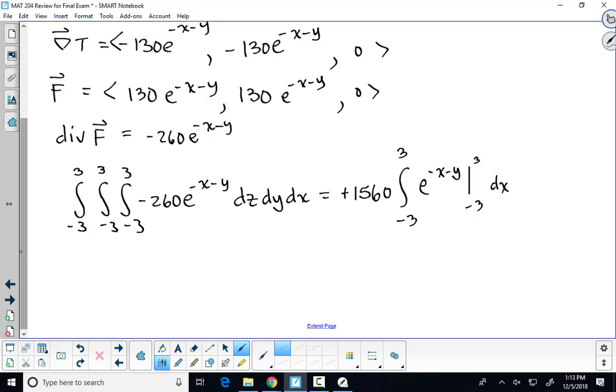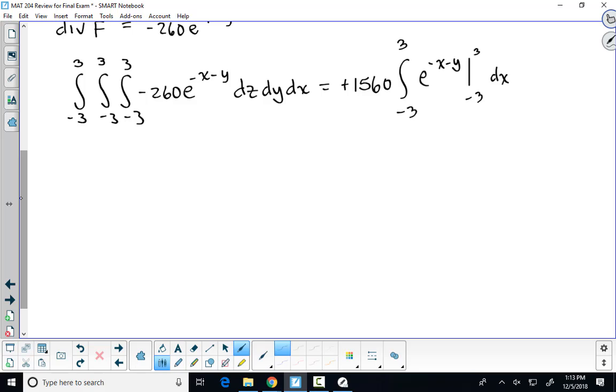Any questions on that so far? How did you get the 1560 to be positive real quick? So when we integrate this e to the negative x negative y with respect to y, we have to divide by -1. Got it. Did you multiply by 6? Yep. 1200 plus 360. And then we are going to plug in our 3 and our -3 over here. Wait, where does the positive come from exactly again? Did I miss that?